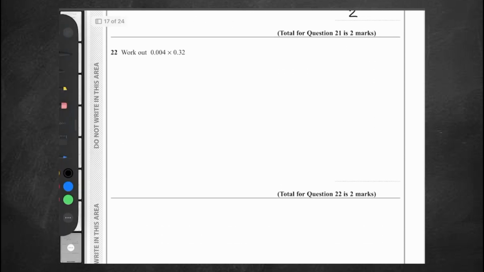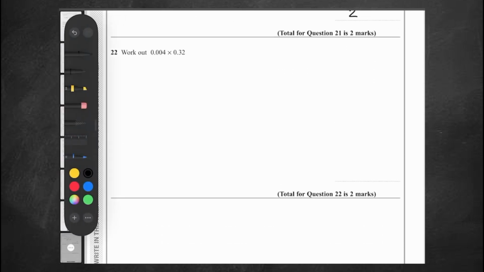Question 22. Work out 0.004 times 0.32. Now, what I might do here to make this a little bit easier, so that we don't mess up where the decimal point is, is I might say 0.004 times 1000 is 4. So at the end, I'll do the calculation and then I will divide it by 1000. So if we work out 4 times 0.32, that's going to be 1.28.